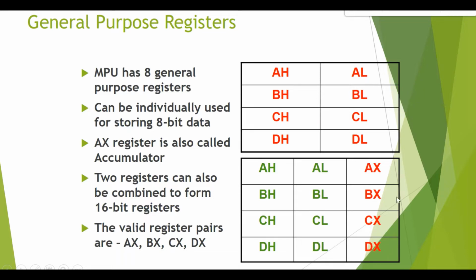Okay, so AX, BX, CX, DX are 16-bit and can be divided into two, the higher register and the lower register, and each can hold 8-bit data. So if you want to hold 8-bit data, then we use the individual registers. If you want to hold 16-bit data, then AX will be used.